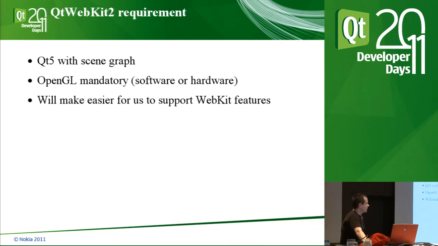That's what I said. It makes it easier for us to support WebKit features like WebGL and so on. If we make OpenGL mandatory, then we're done. We know we can work on making WebGL fast because there is no other combination to support, like software or other stuff.